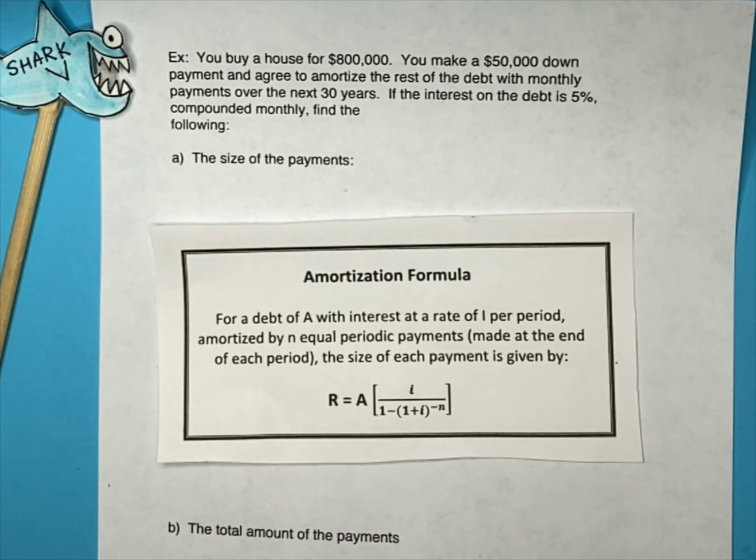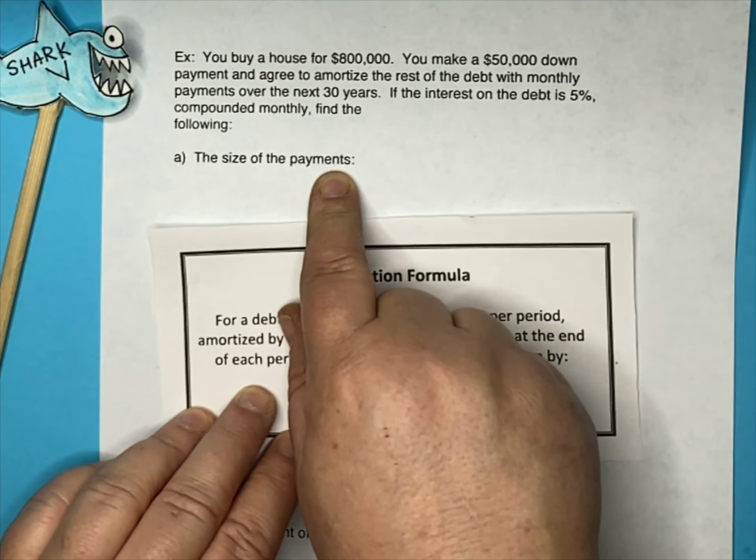If the interest on the debt is 5%, compounding monthly, find the following. The size of the payments.